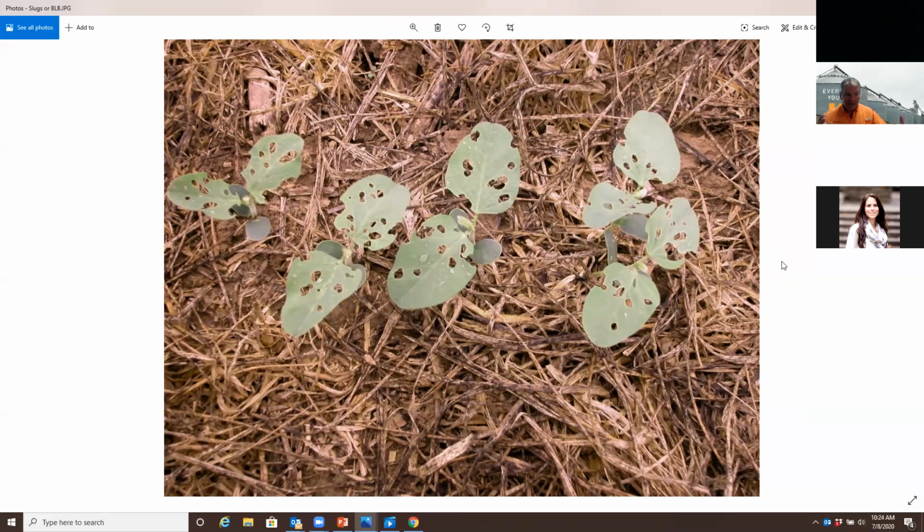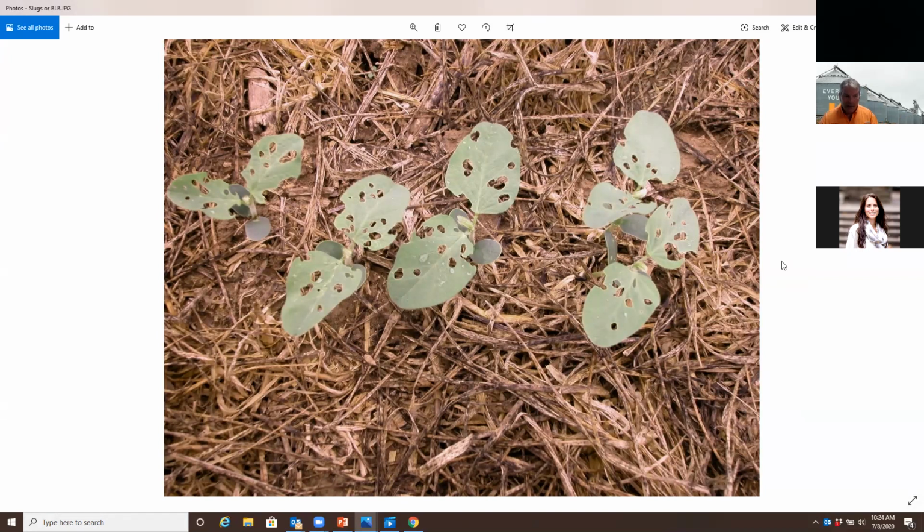Just looking at the leaves and the holes there, I really wouldn't have a very good idea what that might be. One of the clues that I see in this picture is all the residue on the ground. Slugs are almost exclusively a no-till problem, and they tend to be a problem in high residue areas. So that would be an indication that I might need to look for slugs.